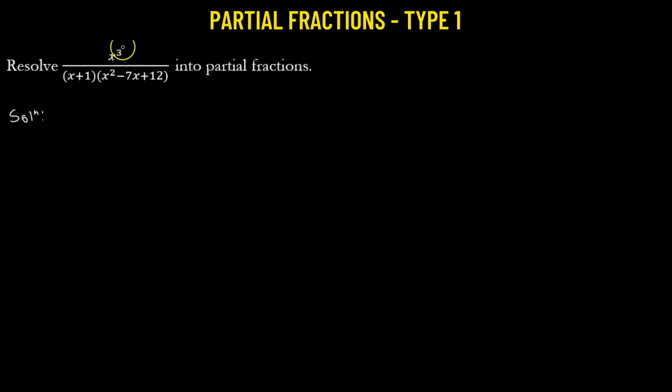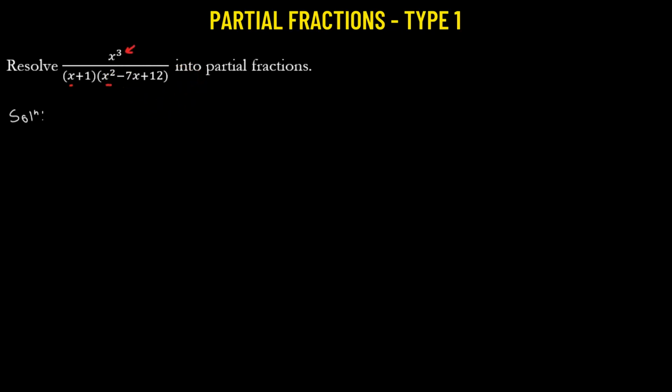To check that, all we have to look for is the highest power of x in the numerator. So that's 3, and the highest power of x in the denominator is also 3 because here we have x squared multiplied by x. Since they are the same, we'll have to make the degree of the numerator lesser than that of the denominator. Only then it will be a proper rational fraction, and after that we can proceed.